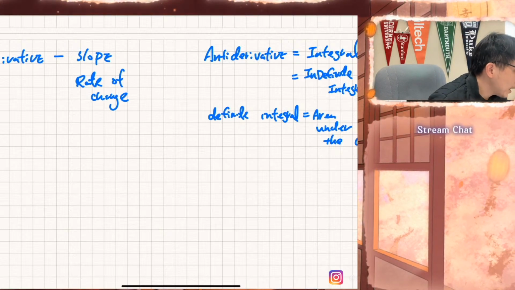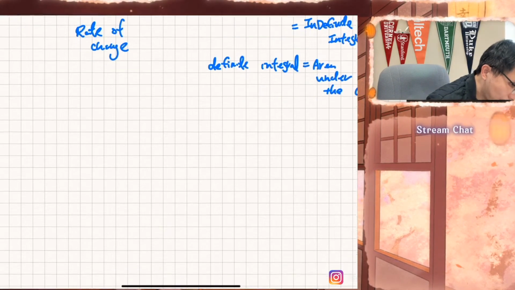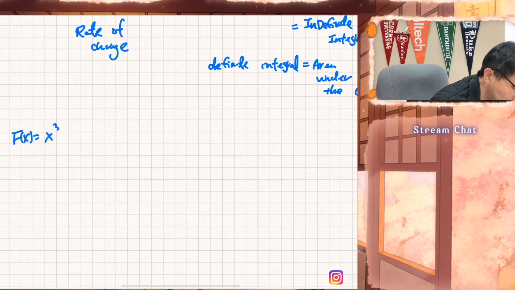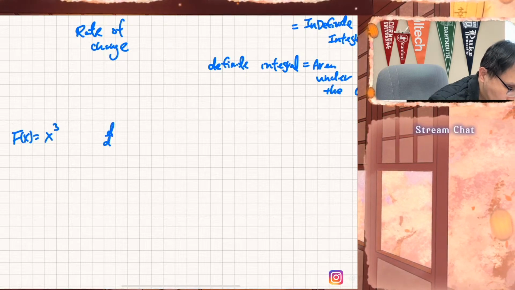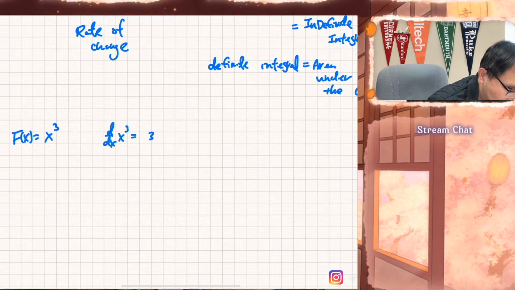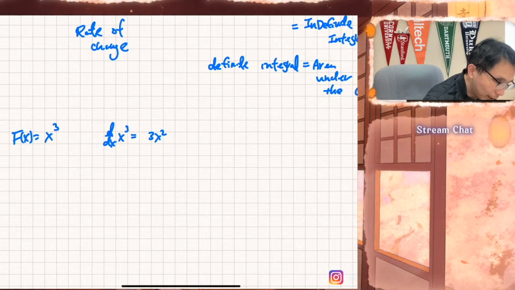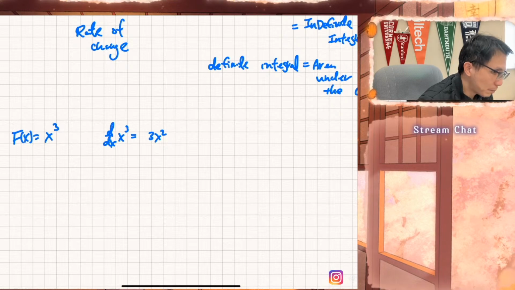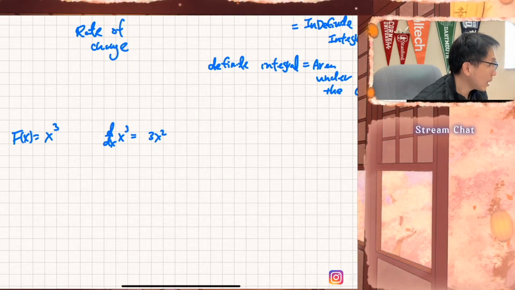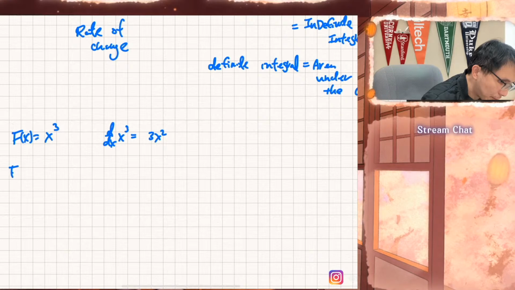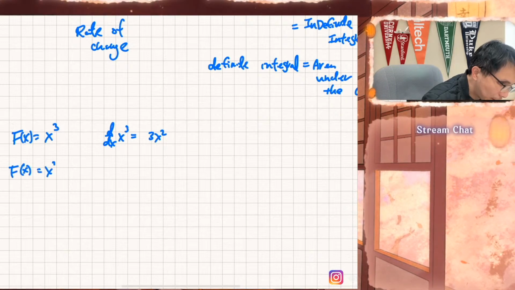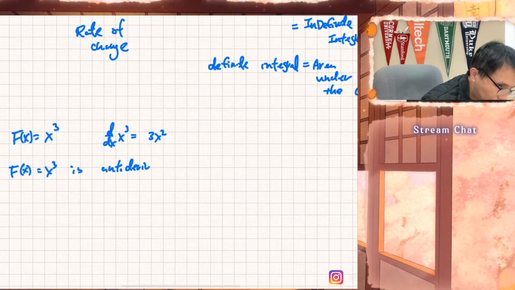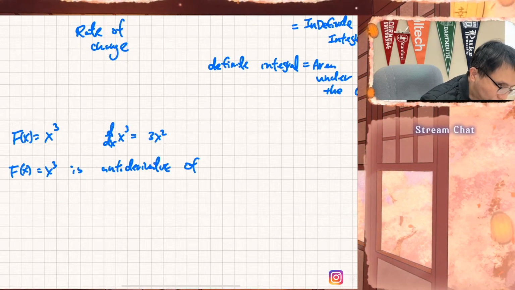So here's the thing. Let's start with some simple things. Let's say f of x is equal to x cubed. And if I take d/dx of x cubed, it is equal to 3x squared. Therefore, we can say 3x squared is the derivative of x cubed. But we also can say x cubed is the antiderivative of 3x squared.